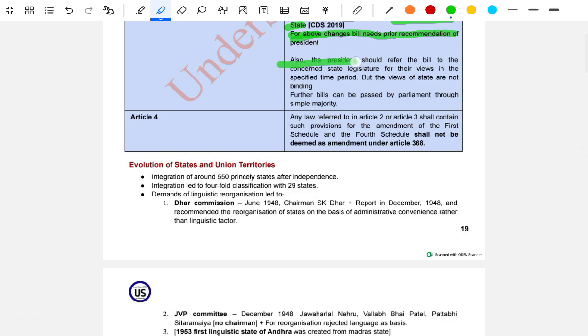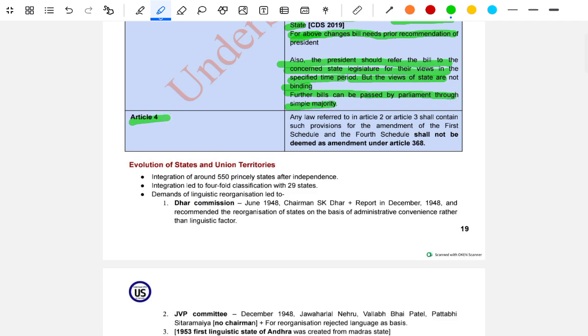Also, the President should refer the bill to the concerned state legislature for their views within a specific time period, but the views of the state are not binding. Further, such bills can be passed by Parliament through a simple majority.